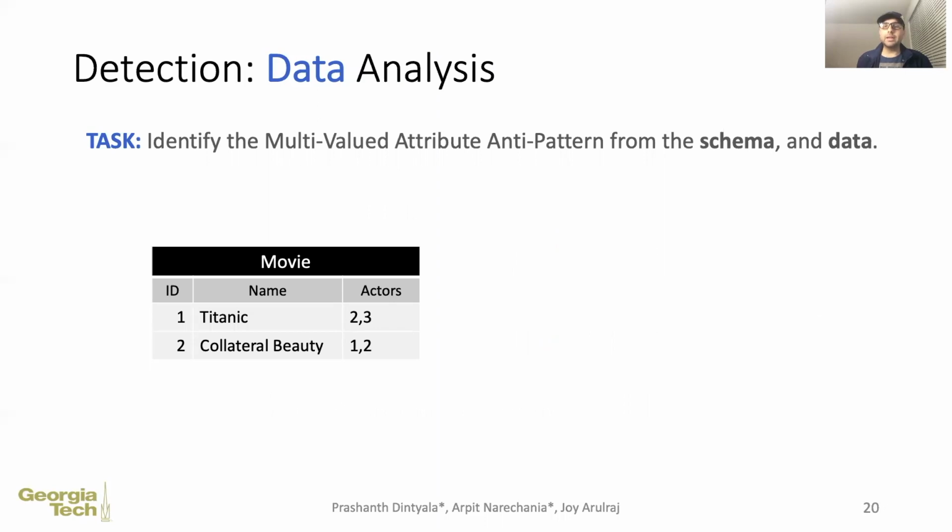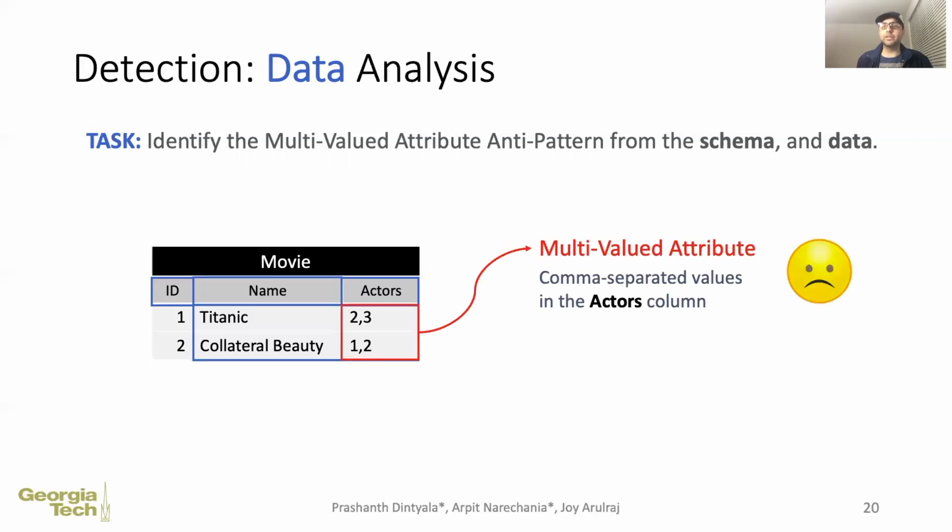To detect this anti-pattern, SQL Check first identifies the data type of each column using the schema information. It then samples a few records from the columns that are of text type. Finally, it applies a data rule on the sample data to detect multiple commas in each value and therefore marks it as a possible candidate for the multi-valued attribute anti-pattern.